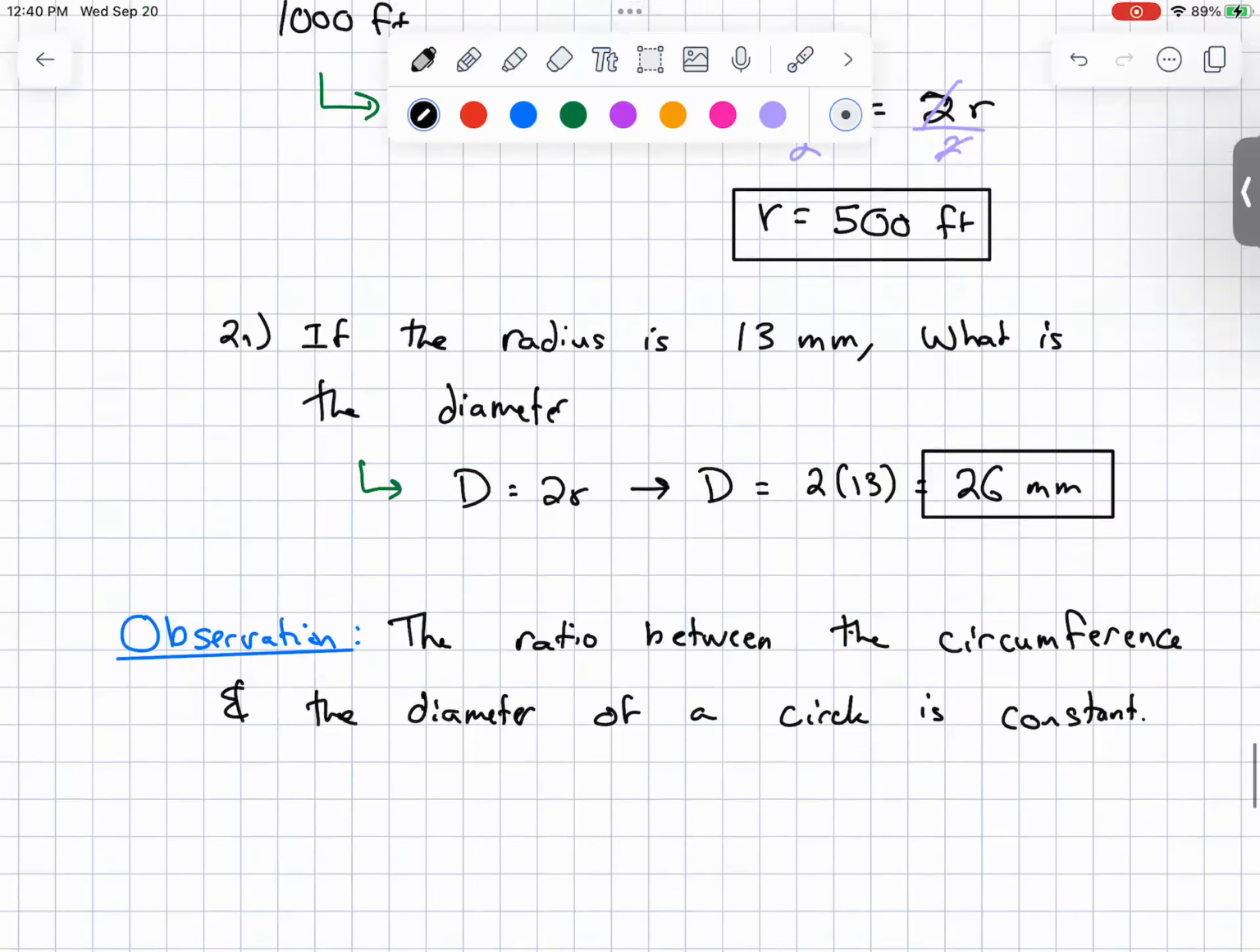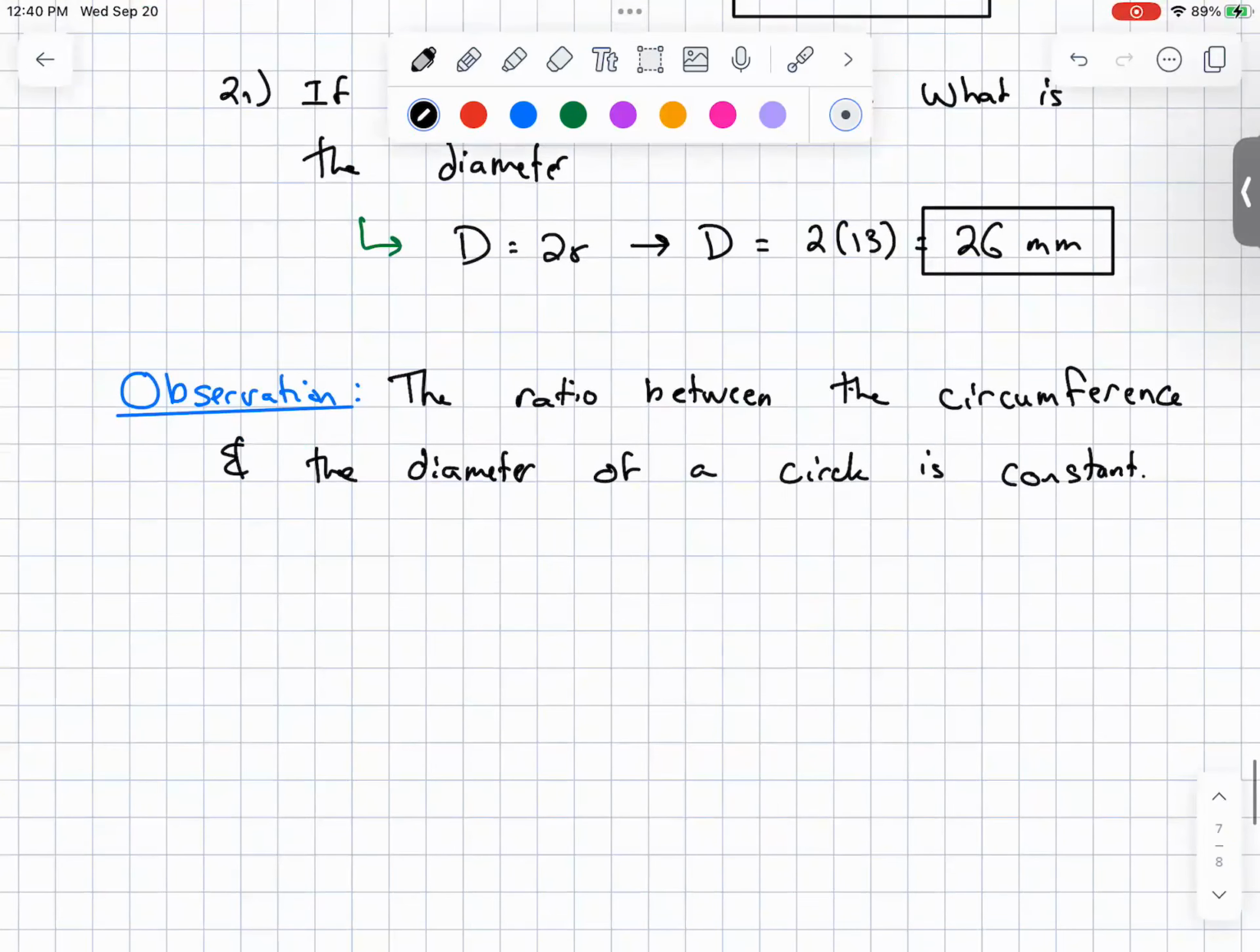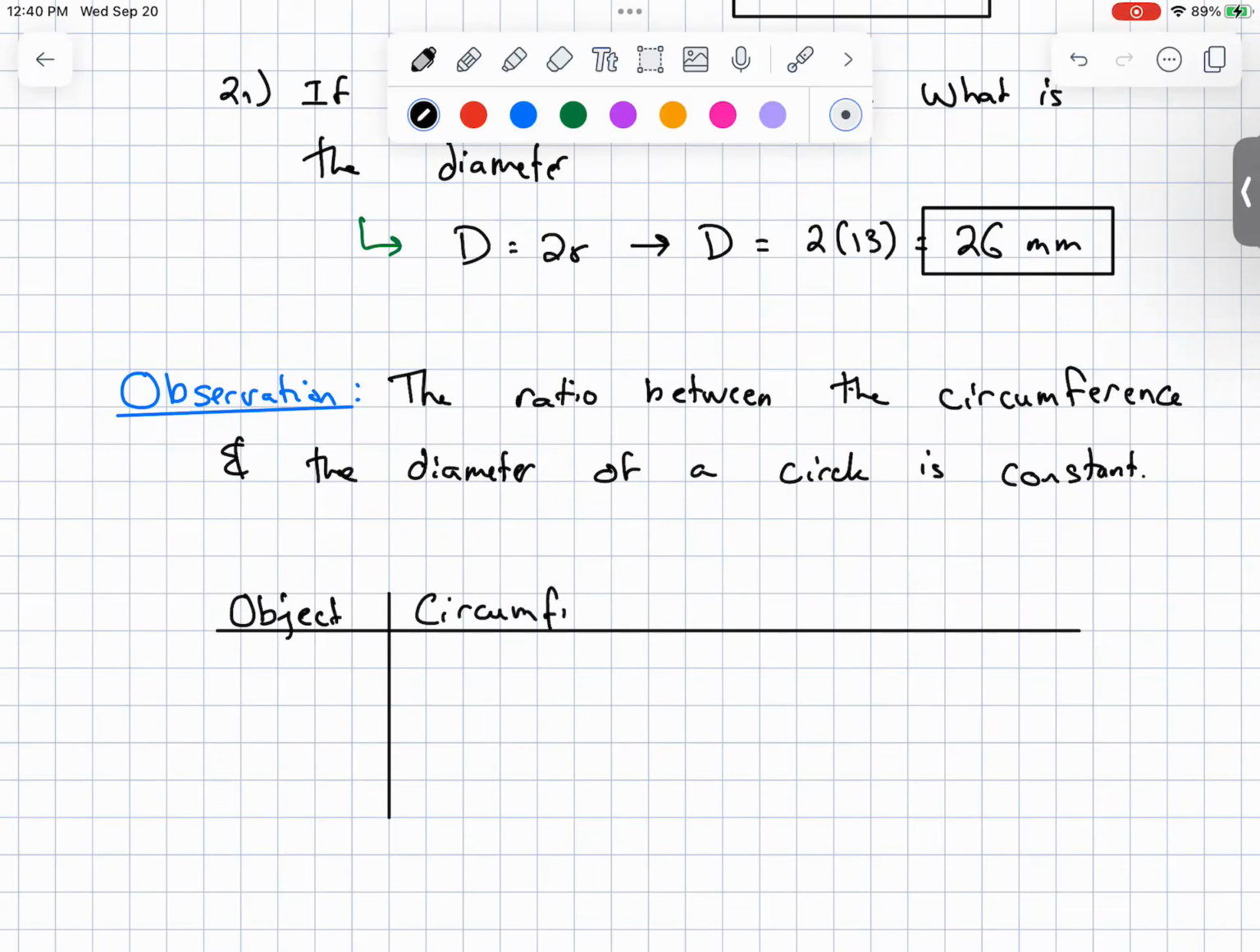So I have a couple examples here that I decided to do at home. So we're going to say the object, it's going to be a little chart here. Object is here. Then the circumference. And then the diameter. And then the ratio.